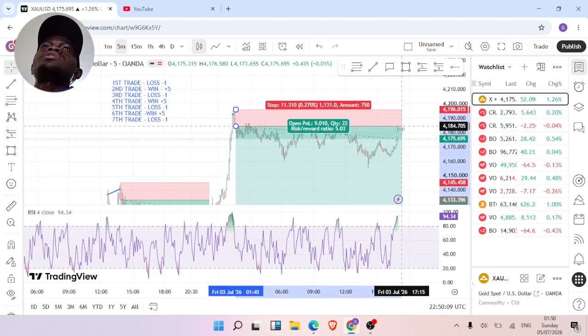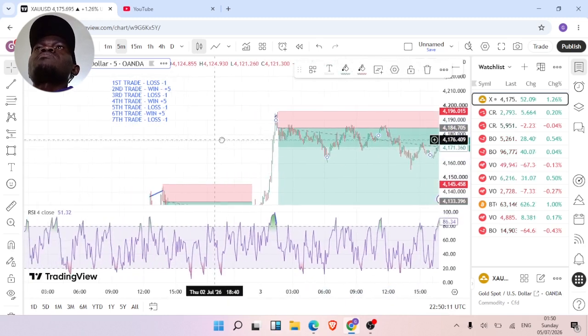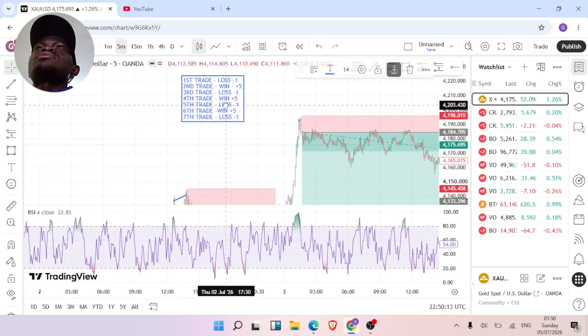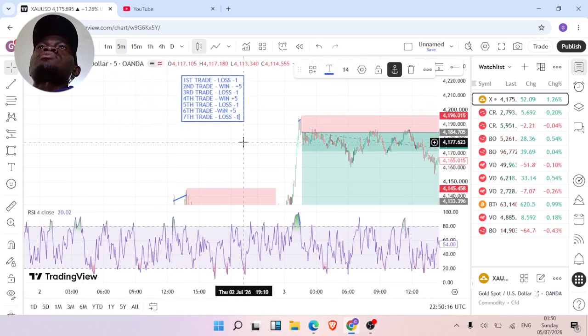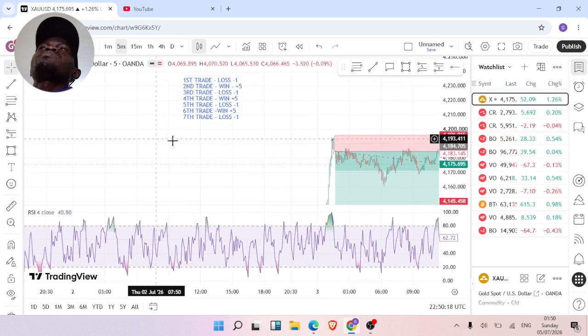So let's count this as a break even or a zero trade, which will become the 8th trade of the week as a break even trade. So I'll not count it because it is a zero.